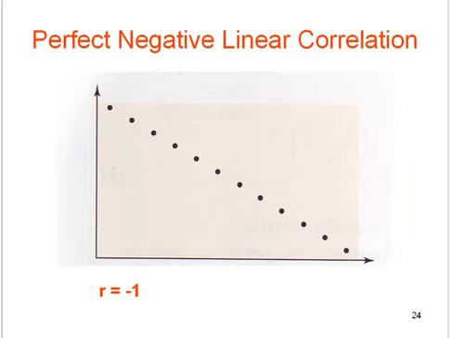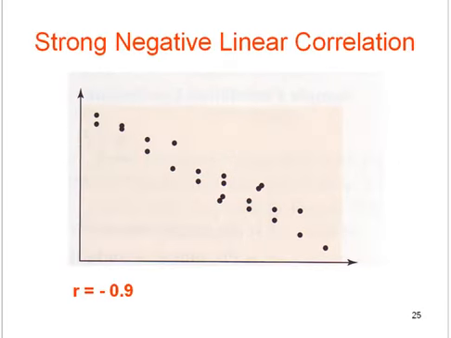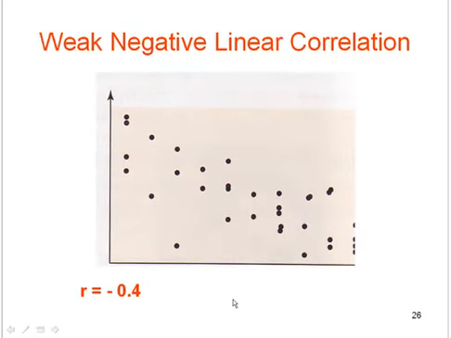Here we have our perfect negative association with a correlation coefficient of negative 1. A strong negative association with a correlation coefficient that is negative but smaller in magnitude than negative 1. It's a negative 0.9. A downward trend to the data, but it's weak, a weak negative association, with a correlation coefficient of negative 0.4.